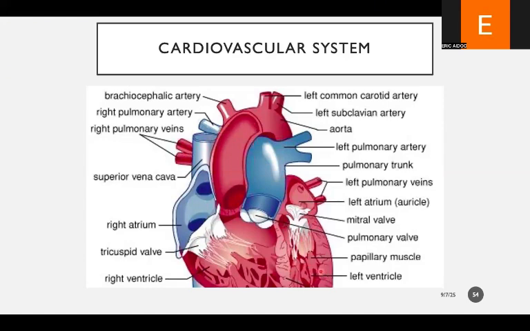So that is the left ventricle. Obviously, the cardiac muscles here are thicker than those of the atria. Okay, so note that as well.